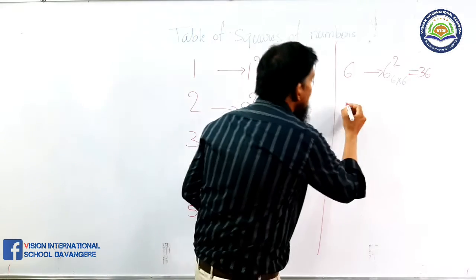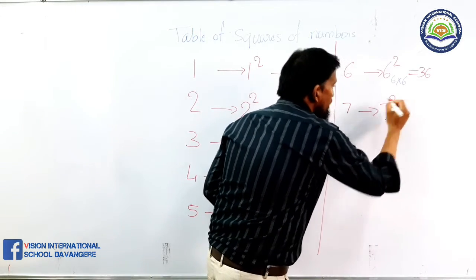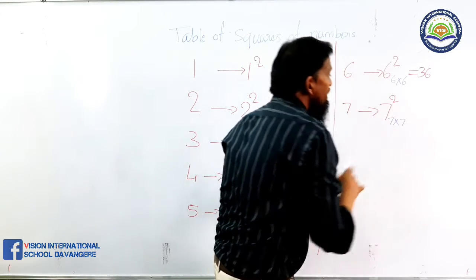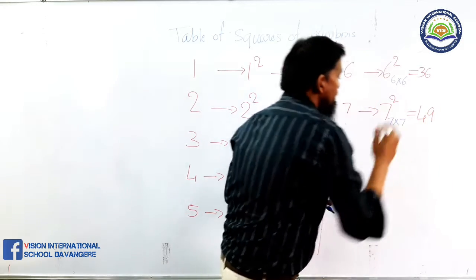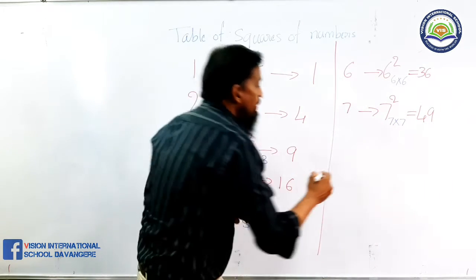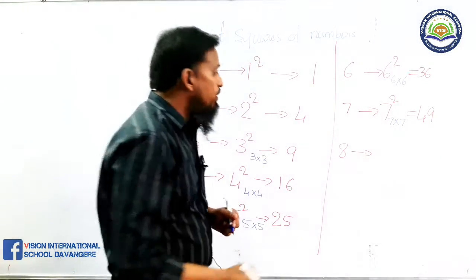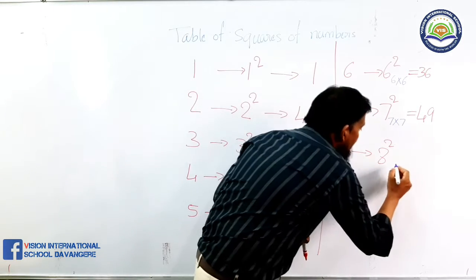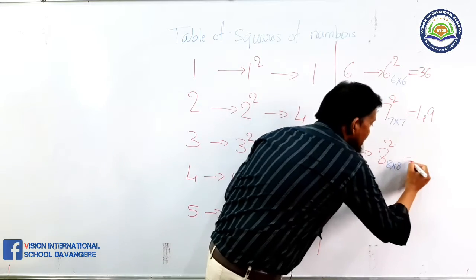The value of this is what? 36. The next number is 7. Square of number 7. This can be expanded how? 7 into 7. The value of that is how much? 7 sevens are 49. Now the number is 8. Now what we are doing? 8 square. 8 square can be expanded as 8 into 8. The value of this is how much? 8 8s are how much?